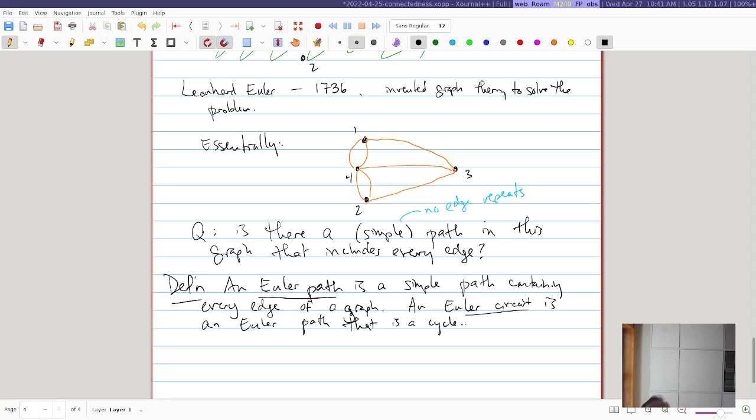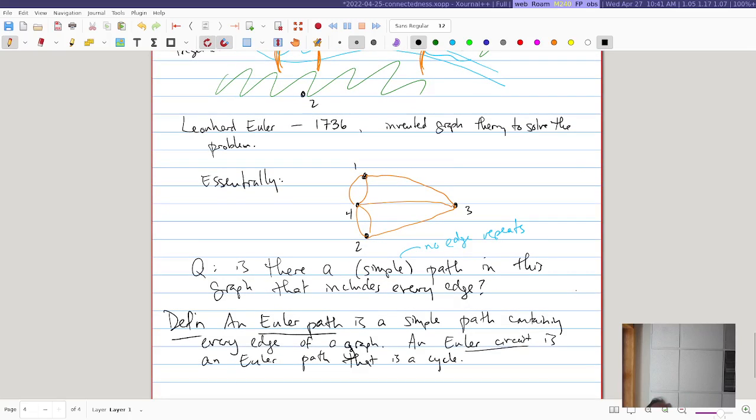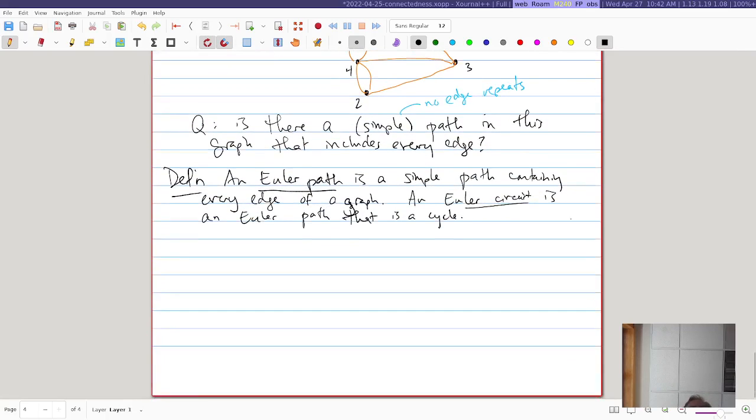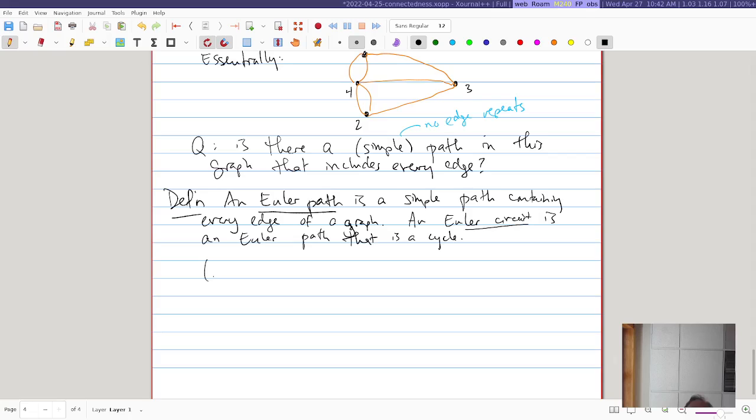So one thing to emphasize here is that these terms maybe mean different things sometimes. In this case, we are okay if the path repeats vertices, right? Because surely you're going to have to. If I start here and go over here and then come back up here, I'm going to be in vertex 1 twice. That's okay. The thing I can't do is repeat an edge. So in this case, we are okay with repeating vertices, but we're not okay with repeating edges. So note, repeating vertices is okay, but not edges.